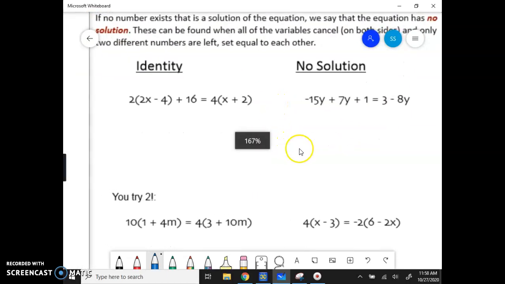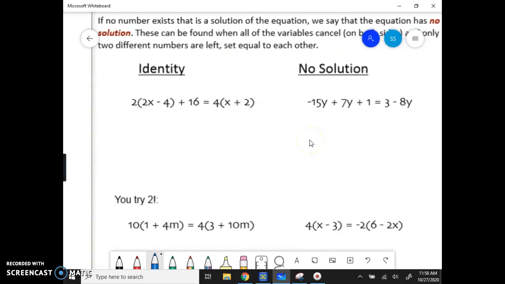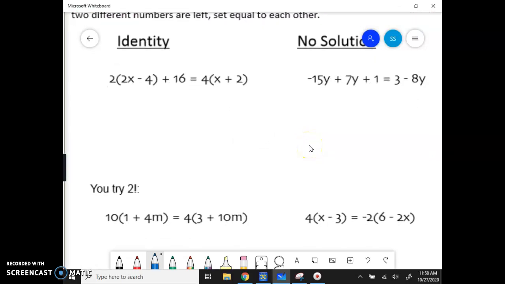Let's take a look at these a little more in depth. These will be the types of problems you'll be looking at this week. We don't know from the start that these problems are identity or no solution, so we just have to start solving them, following our steps from yesterday. The first thing we want to do is remove the grouping symbols by distributing. I'm going to distribute this 2, so 2 times 2x is 4x. Second distribution, 2 times negative 4 is negative 8. Drop down this 16.